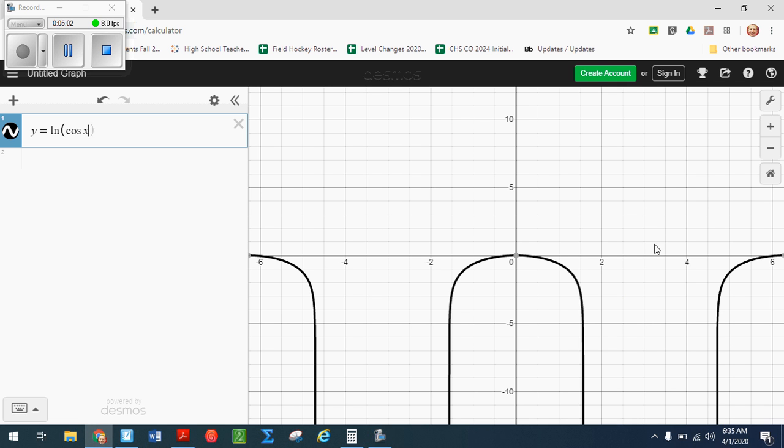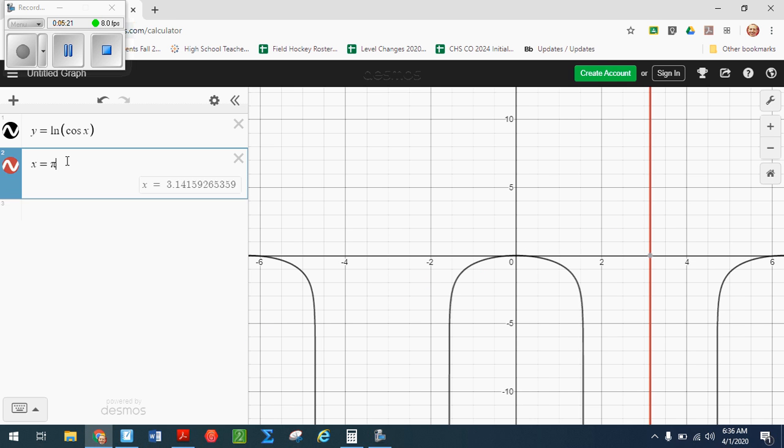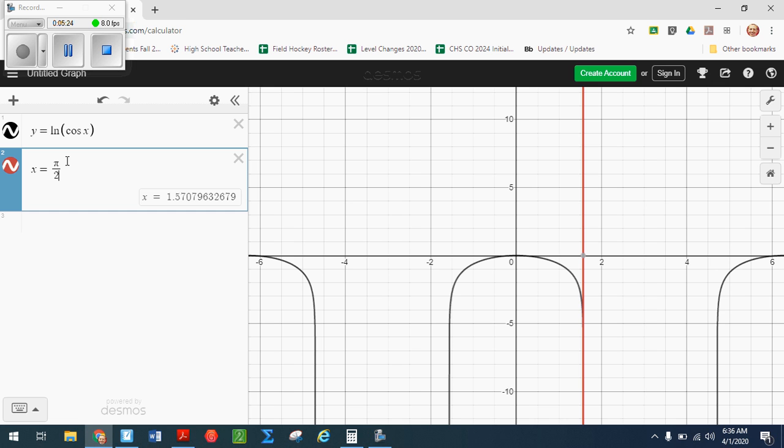notice I have a bunch of values missing on my graph, and I could zoom out, but that's not going to change it because we know that cosine is positive from 0 to pi over 2, and then from pi over 2 to 3 pi over 2, cosine's negative. So if I look at x equals pi over 2, that's where I stop getting values for my black function. And if I take that all the way to 3 pi over 2, that's where I start getting values for my black function, y equals natural log cosine x.